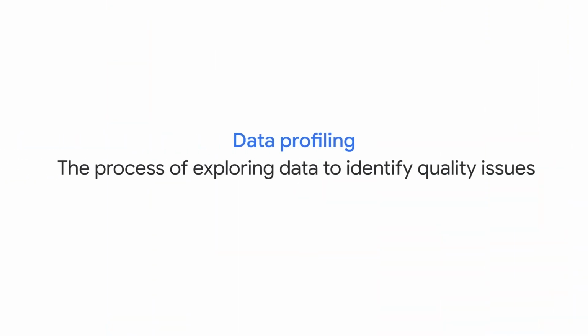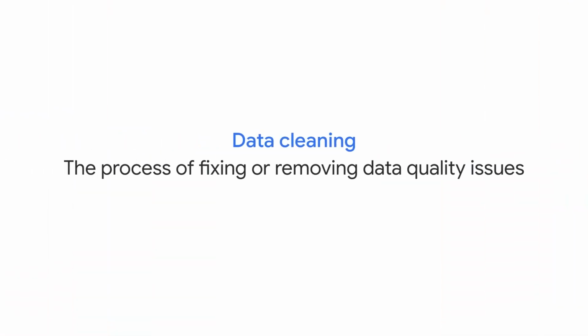Data profiling is the process of exploring data to identify quality issues. It gathers information about the data structure, format, values, and relationships. Some quality issue examples might include missing values, duplicate records, inaccurate data, and inconsistent data formats. Once data profiling has identified quality issues, data cleaning can begin. Data cleaning is the process of fixing or removing data quality issues. This ensures that the data is accurate, consistent, and complete.